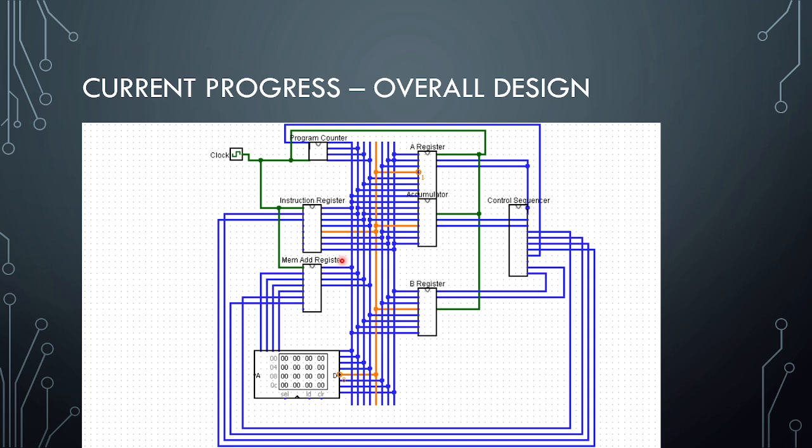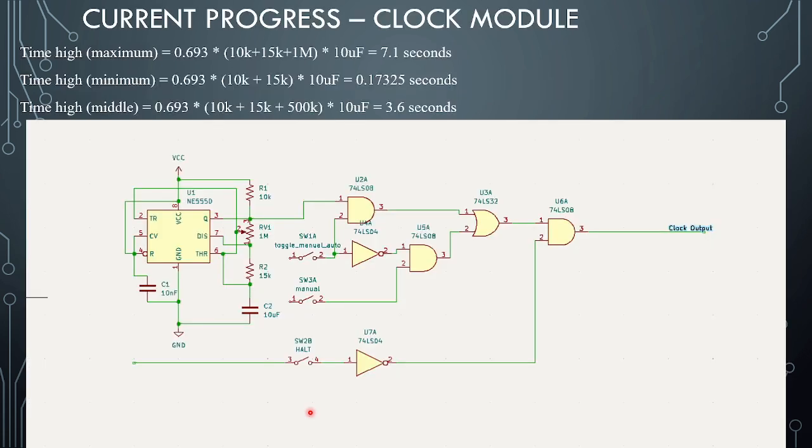And then we have the control sequencer, which controls the traffic of every component with the use of micro instructions, which is how we transfer data around through the control sequencer. And then we have the RAM here at the bottom, which is how we save our program and also data that we are using during execution.